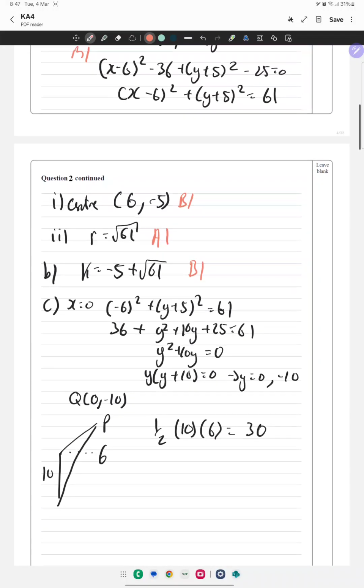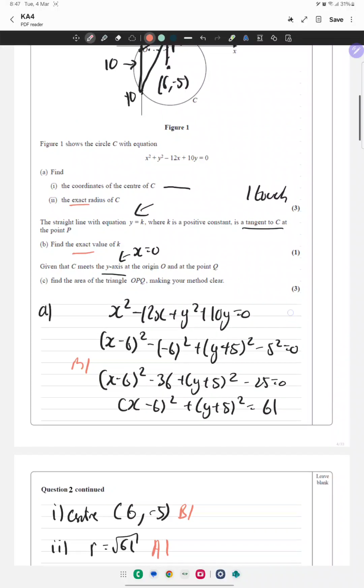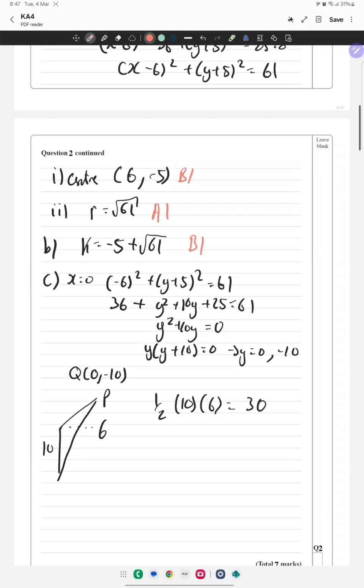Sometimes you won't. Okay. See, we've got 3 marks here. It's actually just the B1 for getting the point Q, which is a bit annoying. And then it's an M1 for attempting half base times height, and an A1 for the right answer. And we are done.